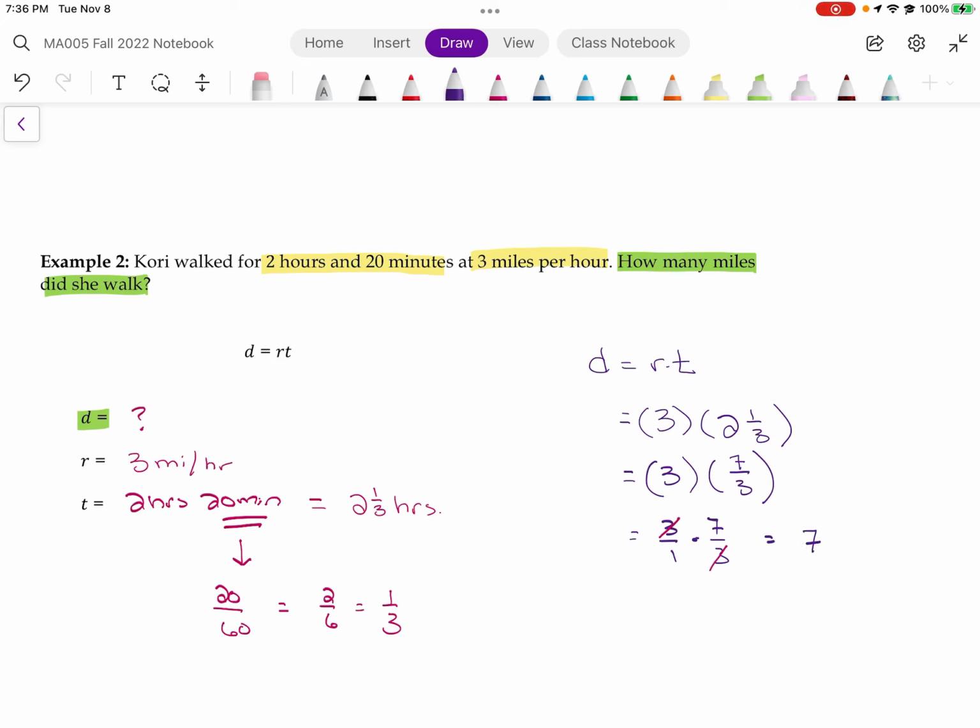7 what? We'll go back over to your units that you've got written over here. We've got miles and hours. So this is going to be 7 miles. So the distance that she walked was 7 miles.